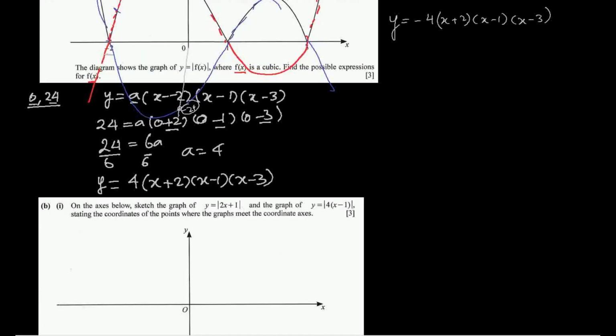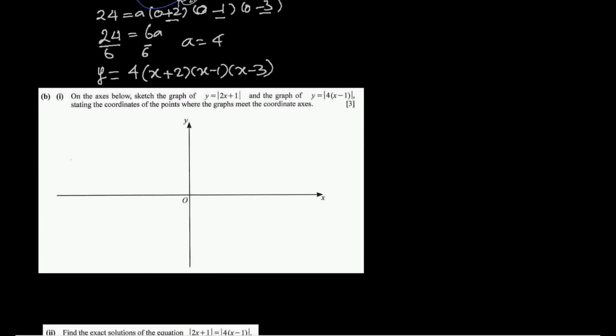B part, what is it talking about? On the axis below, sketch the graph of y equal to absolute 2x plus 1. So like in part 1, we found the original one from the absolute. Here, let's assume that this is the original one, 2x plus 1. Let's draw the graph of 2x plus 1 first, and then we will take care of the absolutes.